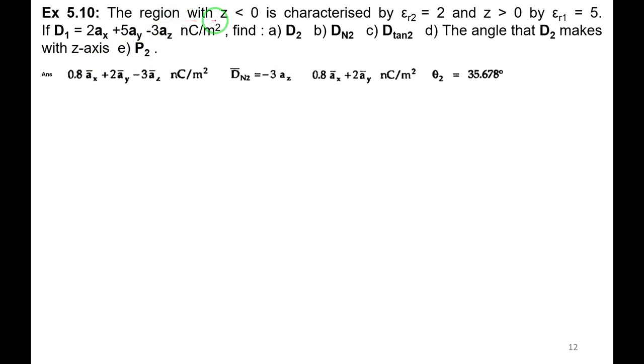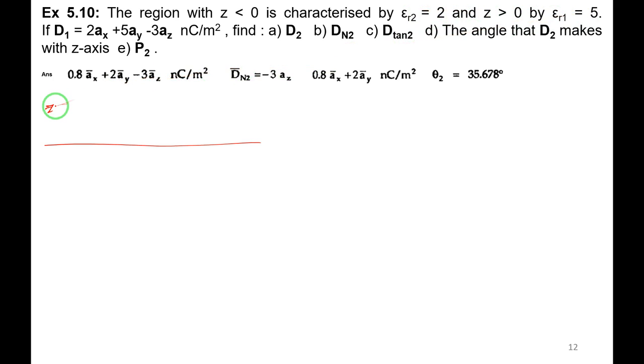Okay, the region with z less than 0 is characterized by epsilon r2 equal to 2 and z greater than 0 by epsilon r1 equal to 5. D1 is given, find D2, Dn2, Dt2, the same. We'll see one by one. So z less than 0, z greater than 0. I'll take z greater than 0 above, and epsilon r1 is 5. This is the region of larger permittivity.